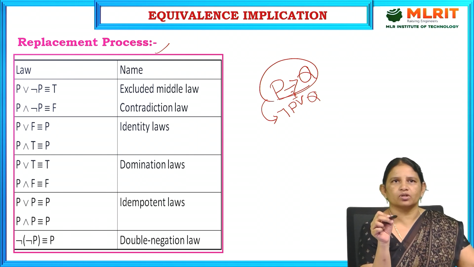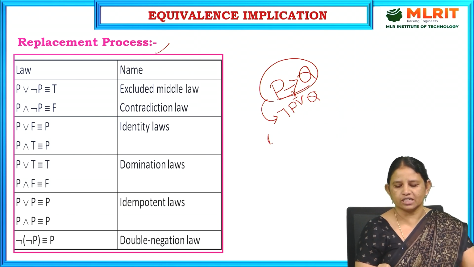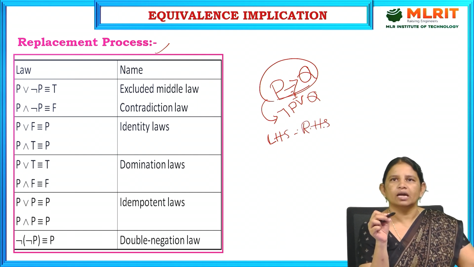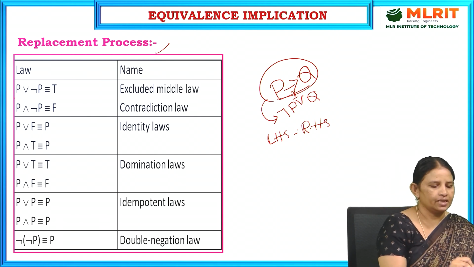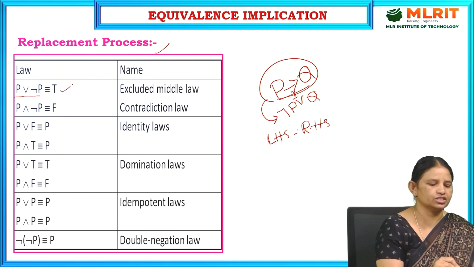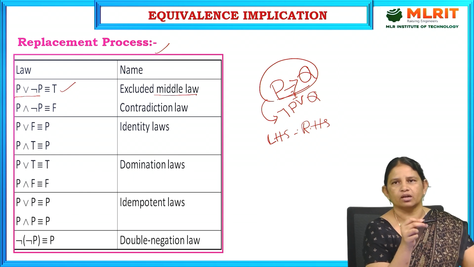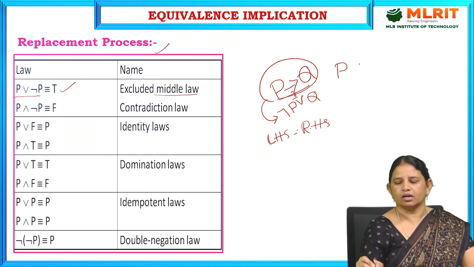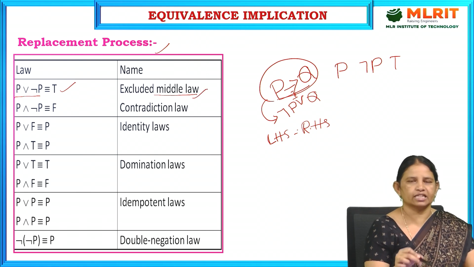For the replacement process, we need to apply some laws to prove whether the two propositions are equivalent or not, that is, whether LHS is equivalent to RHS. We need to prove that LHS is equal to RHS. Consider the laws. The first one is P or negation P is true. It is the excluded middle law. We already proved that if we take P or negation P, it is a tautology. That law is called the excluded middle law.